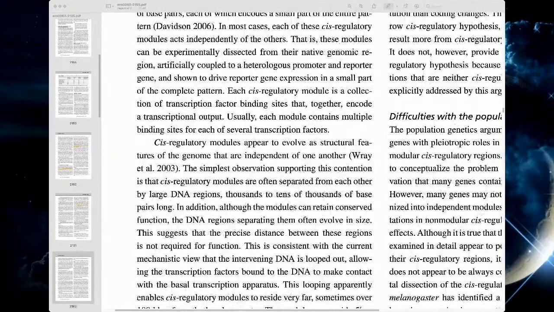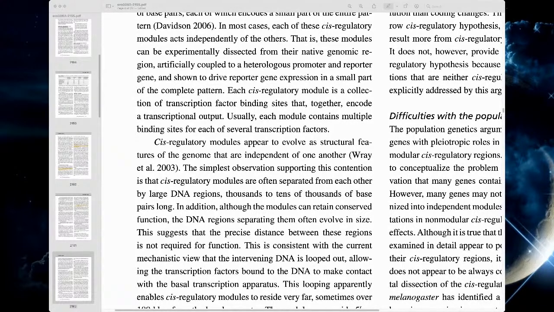They appear to evolve as structural features of the genome that are independent of one another. The simplest observation supporting this contention is that these modules are often separated from each other by large DNA regions, thousands to tens of thousands of base pairs long. In addition, although the modules can retain conserved function, the DNA regions separating them often evolve in size. So I guess they're saying that the space in between is basically piling up.